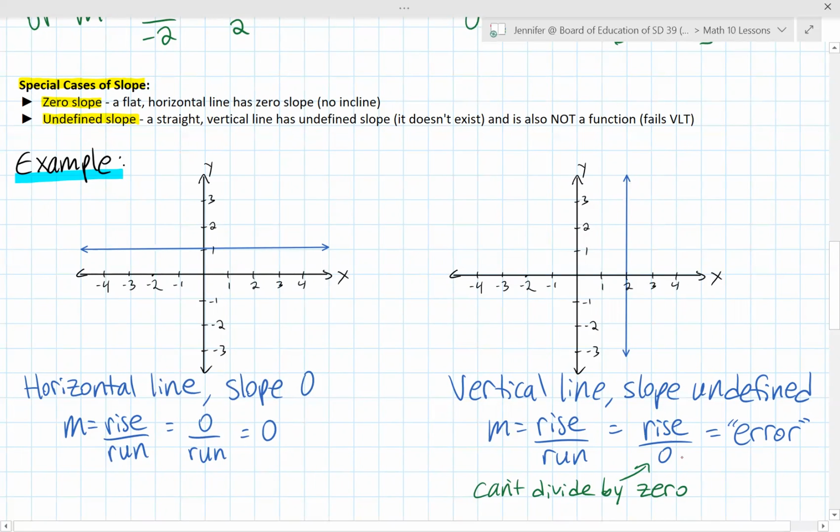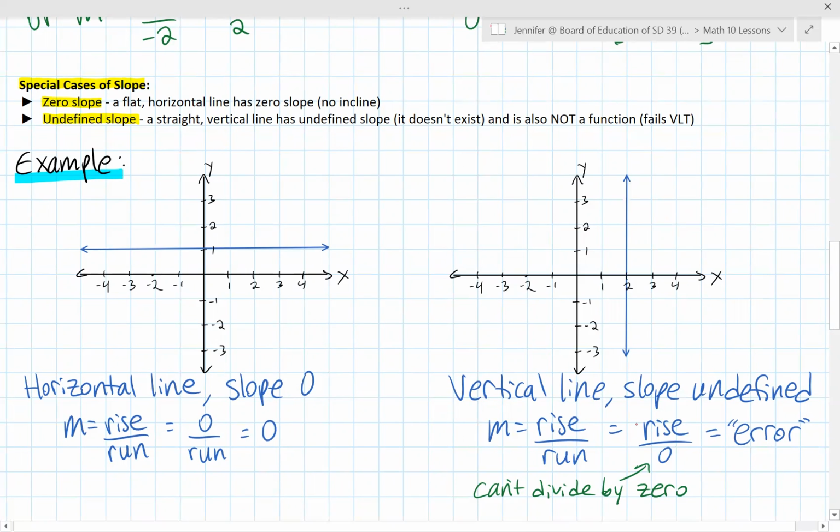The run is always going to be 0 because you're not having any left or right movement. And you cannot divide anything by 0. No number is divisible by 0. If you tried this on your calculator, you would get an error message. So we just write it as an undefined slope.